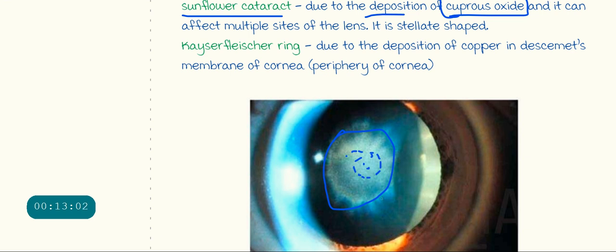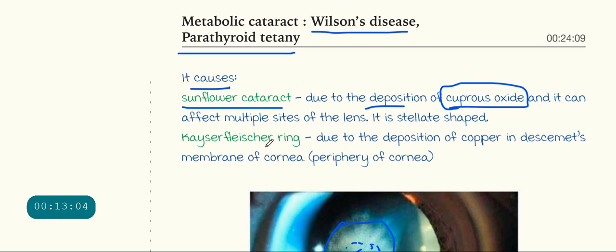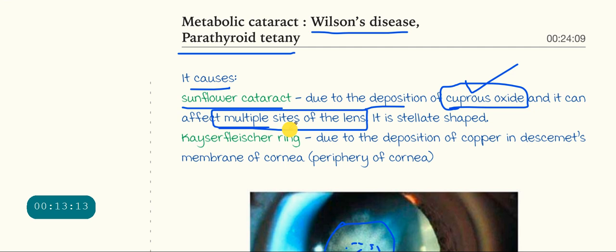A point over here is that this sunflower cataract is the deposition of cuprous oxide, and it can be at multiple sites of the lens. Remember, it can be at multiple sites of the lens. Now it is stellate in shape also. So not only sunflower shape, it is also called stellate shape.